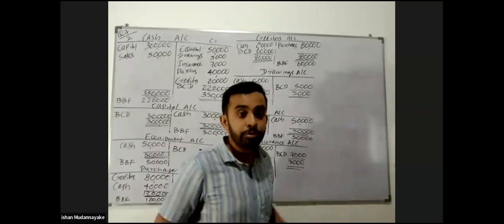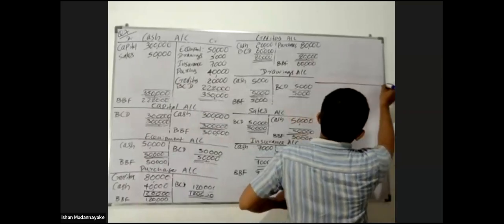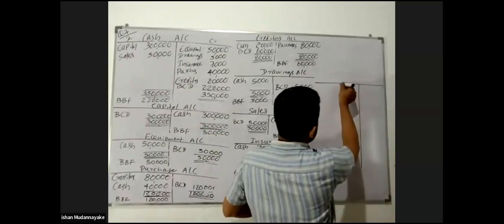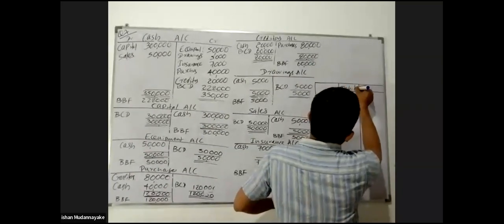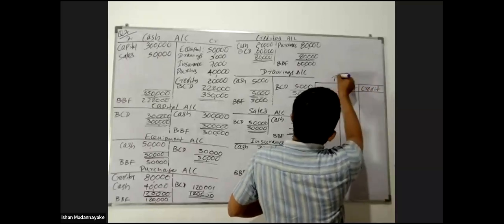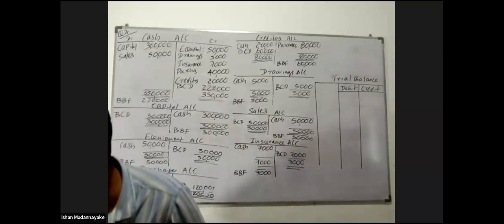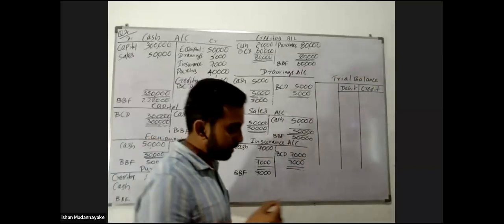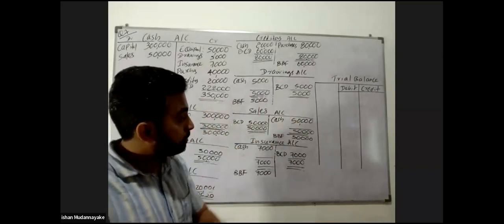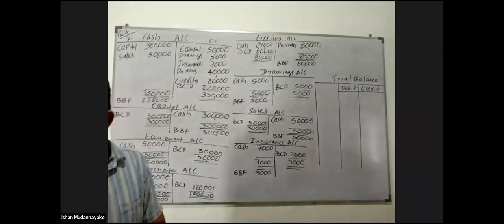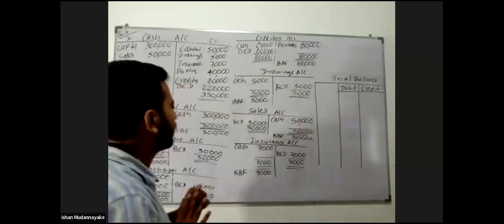Right. We'll use a simple format to prepare the trial balance. Trial balance: debit, credit. Right, quickly draw this one. Trial balance, debit, credit. Right, here look at the whiteboard.